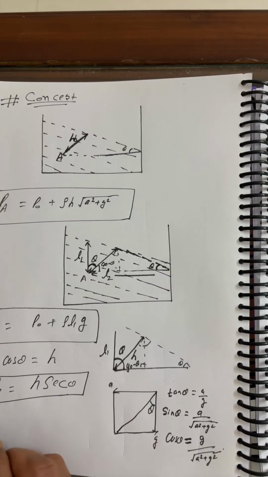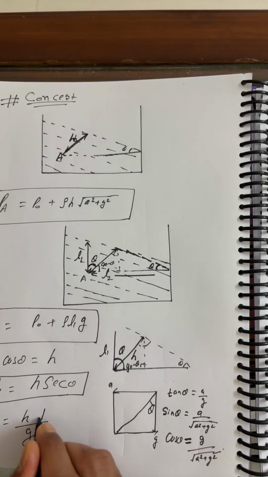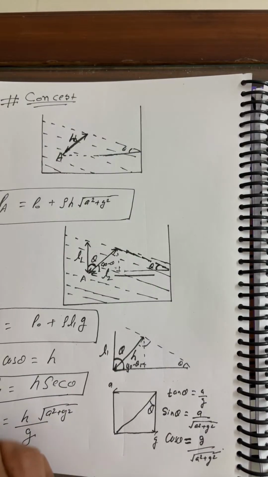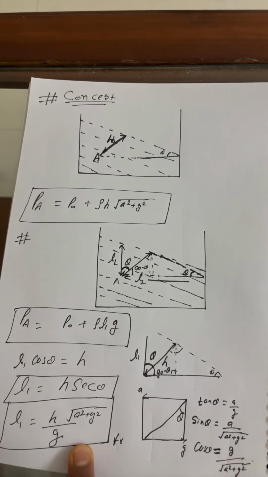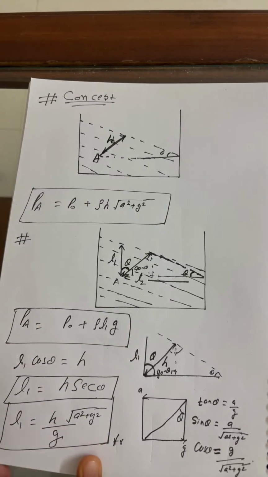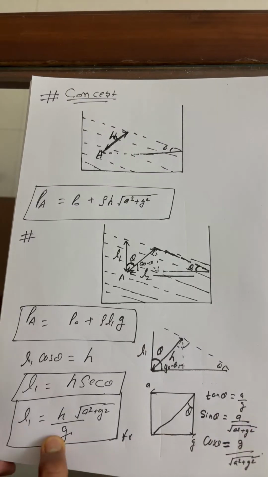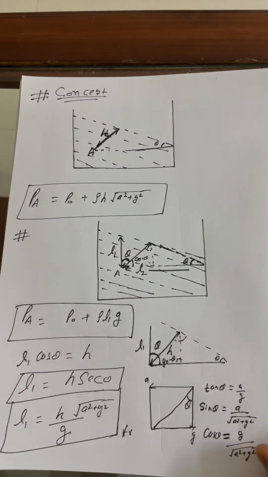So you can write L1 is equal to h upon g, and this term will go up here, a square plus g square. This is L1. This L1 you can feed over here, and you will get pressure at point A in terms of g. So I'll put this value of L1 in this equation. You can take a snapshot, and turn the page.